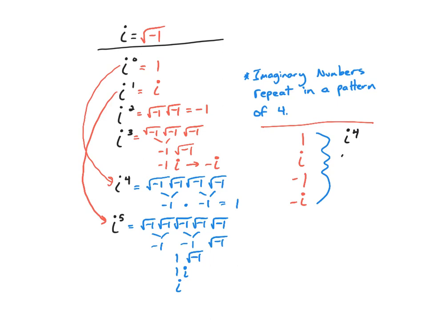So come over here to our chart. So i to the fifth is also equal to i. And then if I said i to the sixth, we should know i to the sixth is -1, and i to the seventh is equal to -i. So take the next couple minutes and check your understanding.